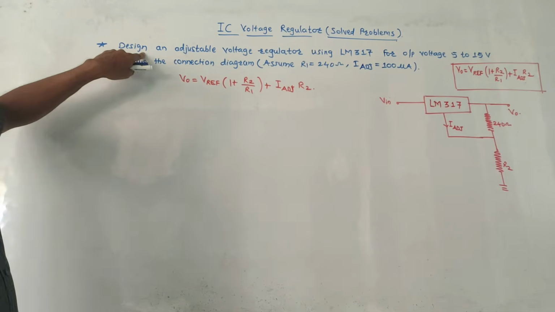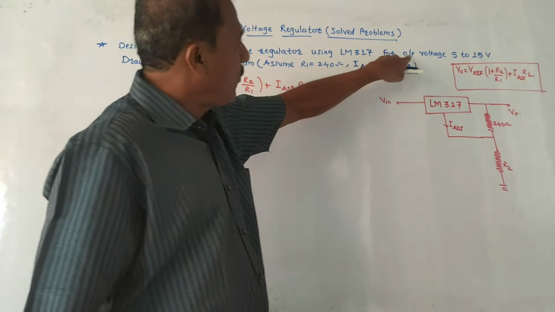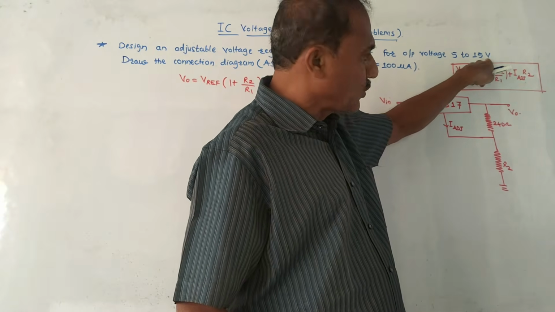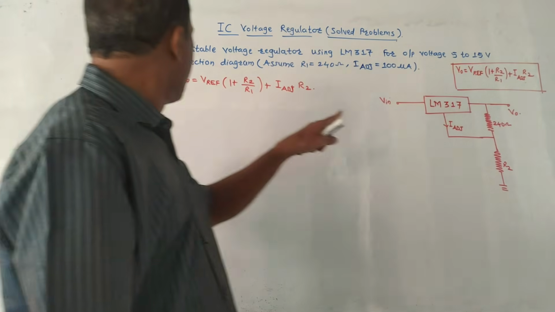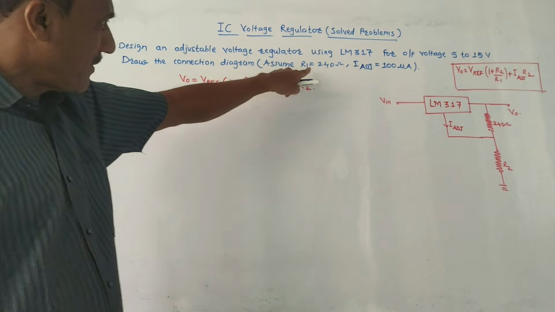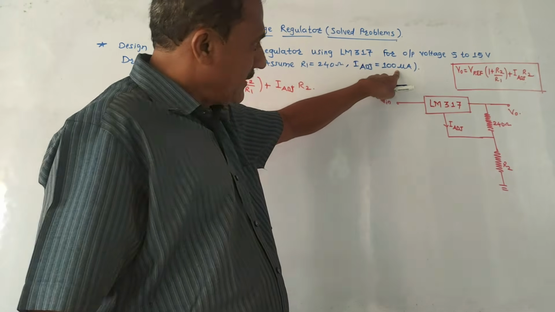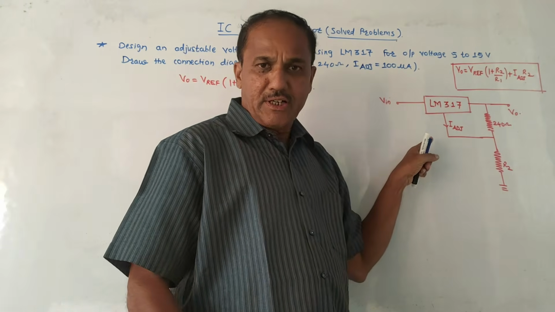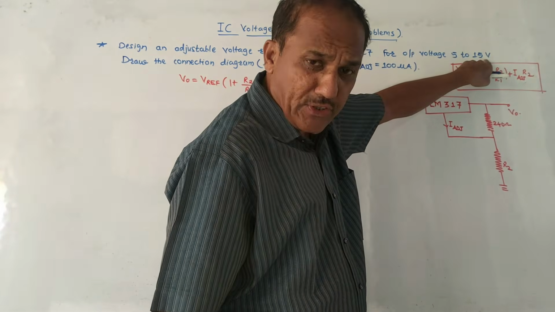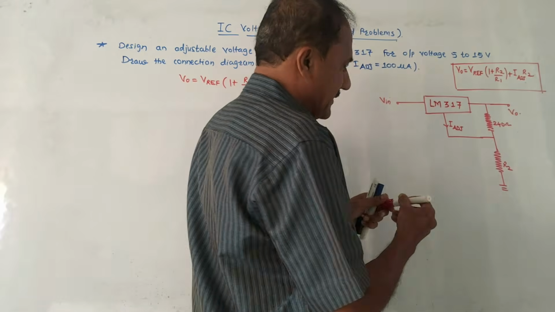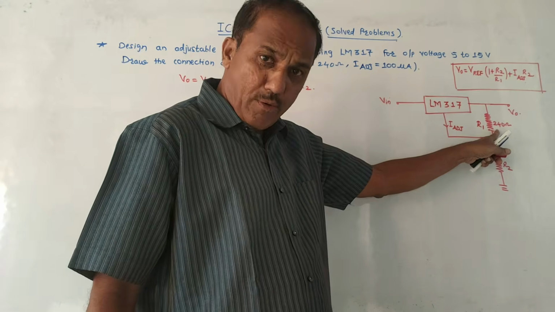First problem is design an adjustable voltage regulator using LM317 for output voltage 5 volt to 15 volt. This is the given range of output voltage, 5 to 15 volt. Draw the connection diagram. Assume R1 240 ohm, I adjustment 100 microamperes. This is the basic diagram of 3-terminal positive voltage regulator. Range is given, 5 to 15 volt. This is the value of resistance R1, which is given in the question, which is 240 ohms.